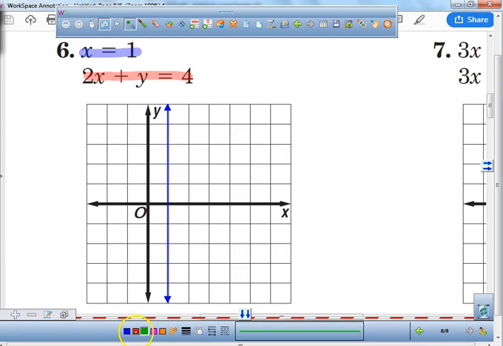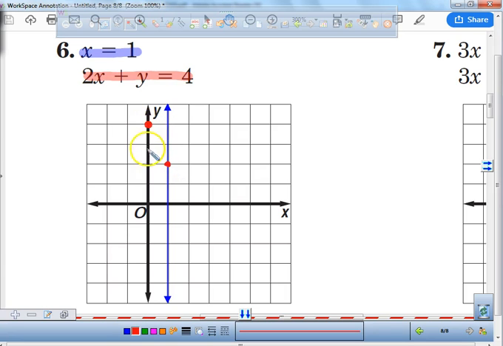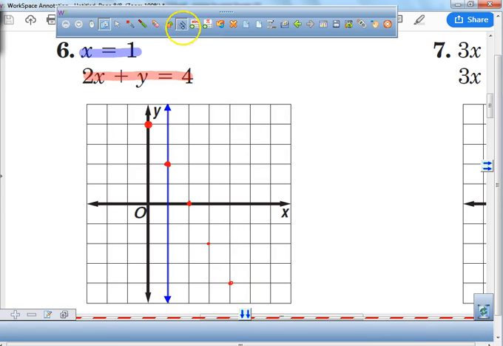What were the ordered pairs I told you guys to plot? A 0 and a 4 and a 1 and a 2. What's my slope? Down 2 over 1. Down 2 over 1. And that will allow you to graph the line.